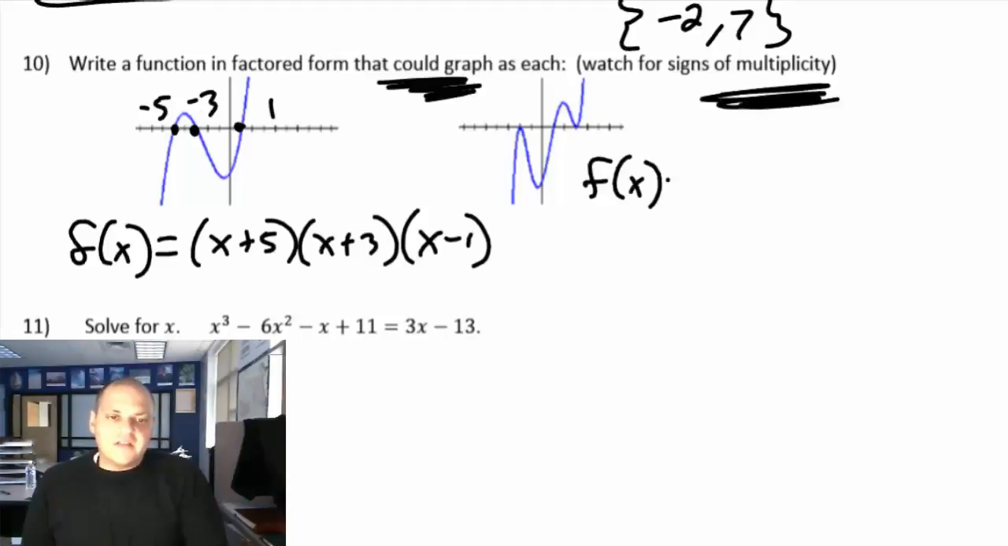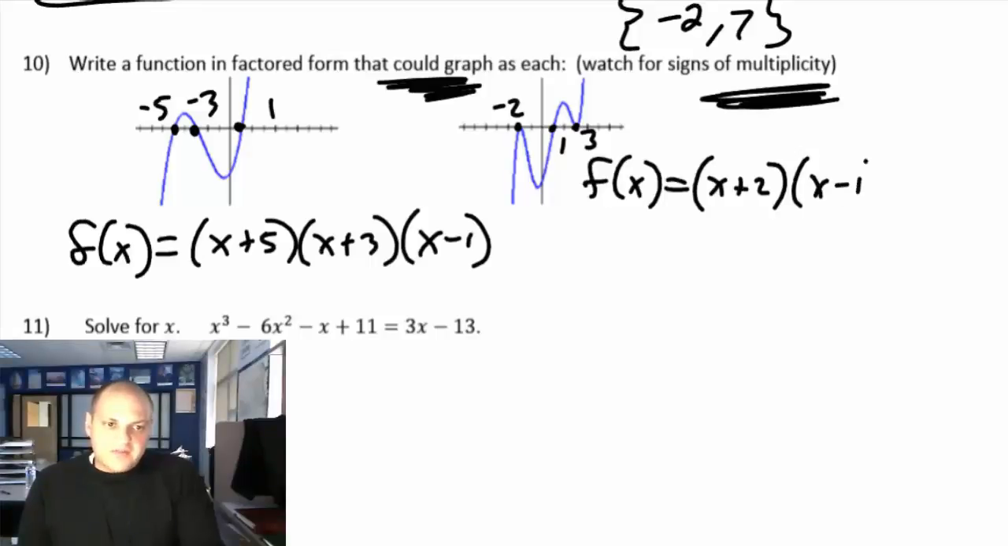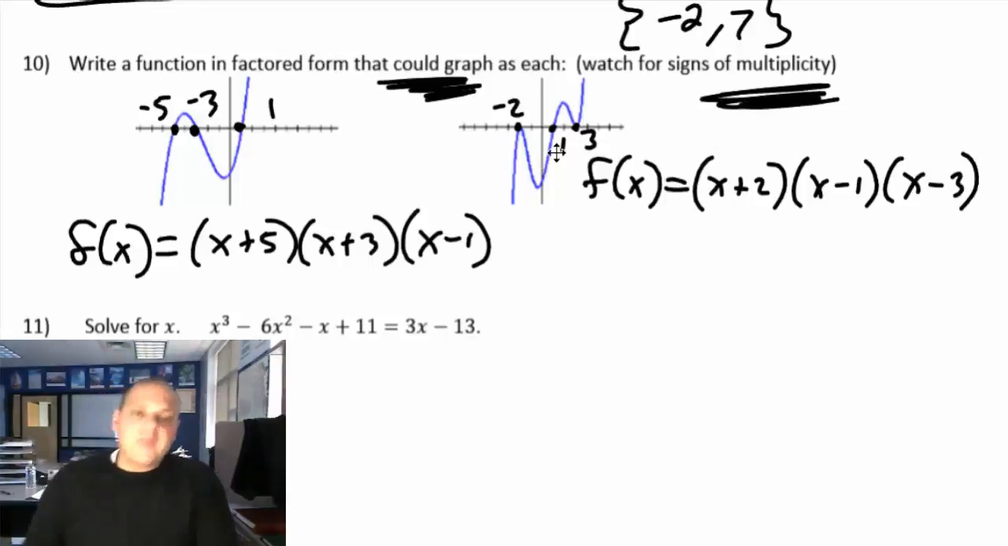F of x equals. Now this one's a little trickier. We have negative 2, and we have 1, and we have 3. So we have x plus 2, we have x minus 1, and we have x minus 3. I think that's the easy part, but we're not done. Because we have the bounce at negative 2, see how it doesn't go through negative 2, it bounces off of negative 2? That's a multiplicity of 2. That means there's like 2 x plus 2's there. So we're going to square the x plus 2.